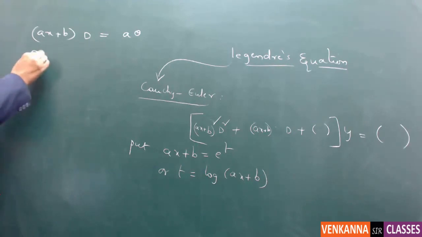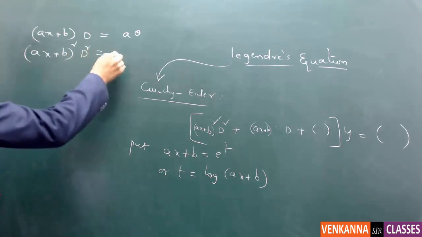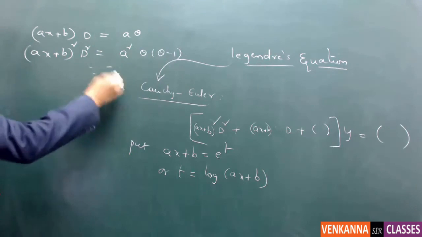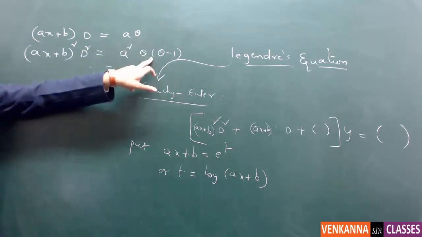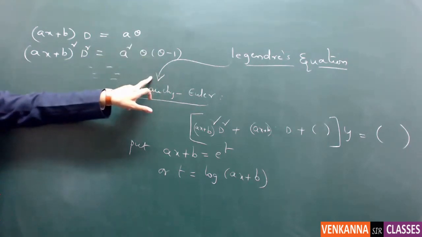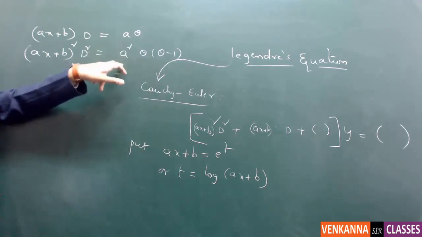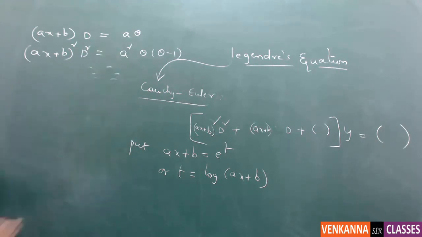So (ax plus b) whole square into d square is equal to a square into theta into theta minus 1, like that. So the same Cauchy-Euler values will come: theta, theta into theta minus 1, theta into theta minus 1 into theta minus 2, and so on. The only thing is you have a coefficient here: a square, a cube, a power 4, and so on. The remaining procedure is as usual, as we solved earlier. Nothing is changed.